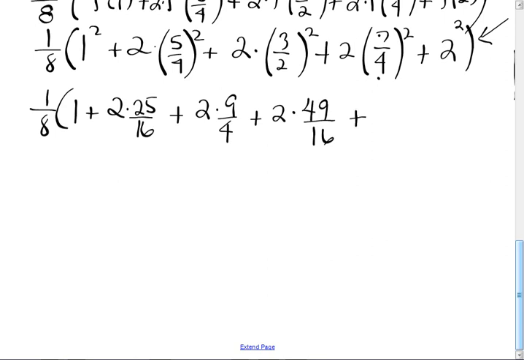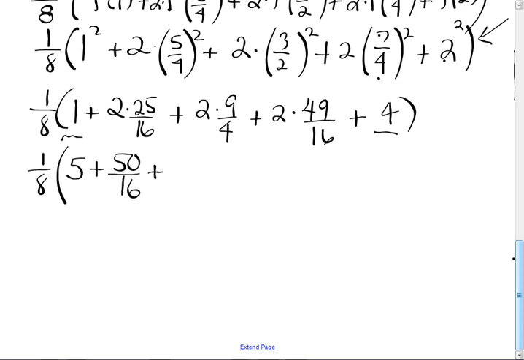Plus, and what's this going to give you? 4. Well, I do the easy things first. I don't know if we want to reduce it, because I've already done the problem. It's probably better to not reduce it. Normally I would. It's 1/8. Let's do the whole numbers. 1 and 4 gives you what? 5. This is 50/16. Now that's 18/4.